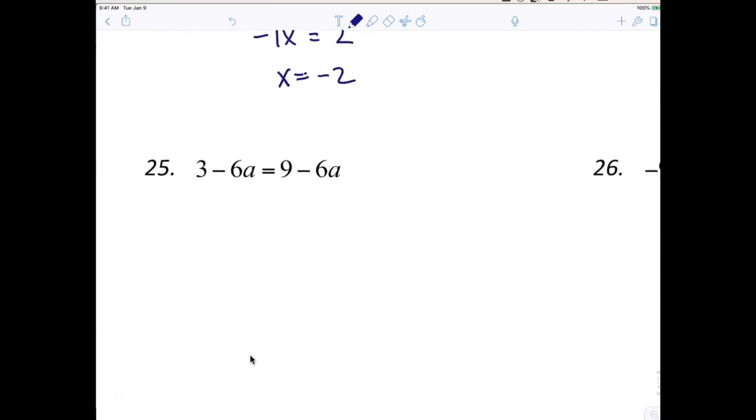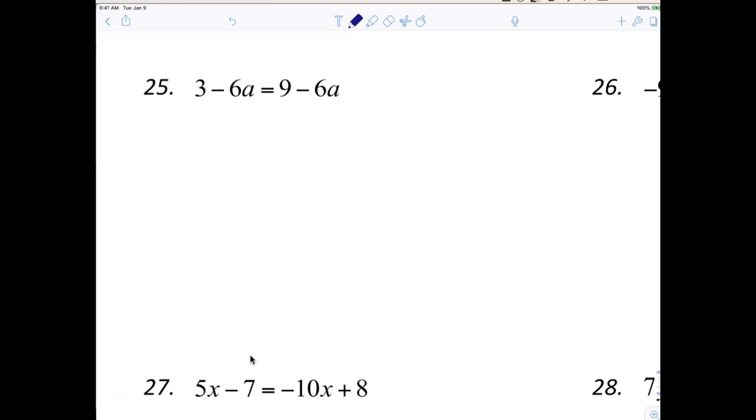All right, number 25. What do you think I need to do? Minus 3. Plus 6a.